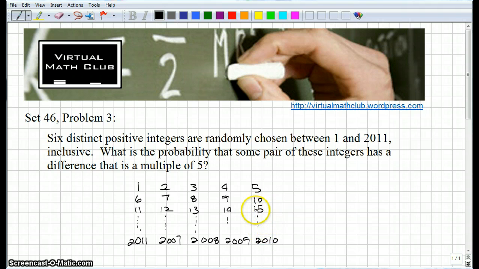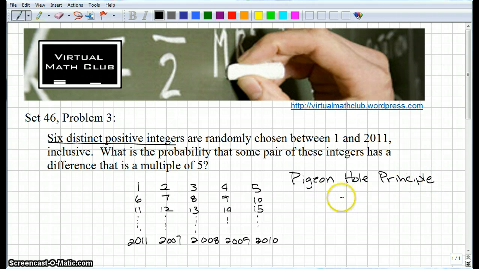Okay, so we have 6 distinct positive integers that we're choosing, and we've got 5 categories. And so even if we choose 1 from each category, the 6th one then has to come from a category that we've already chosen. And this is something called the pigeonhole principle.